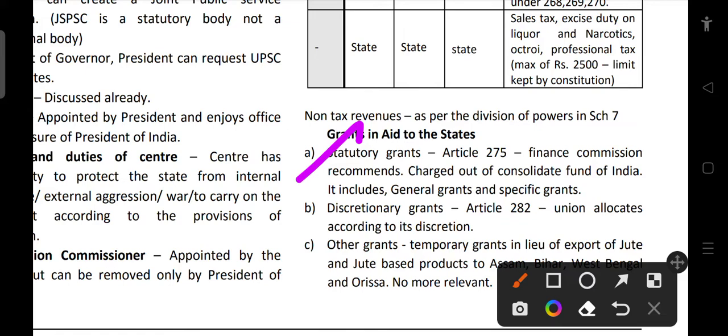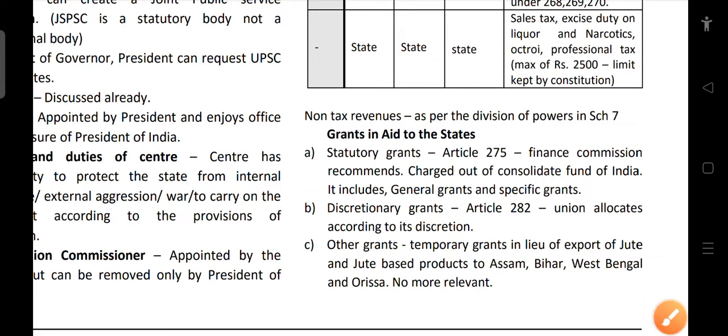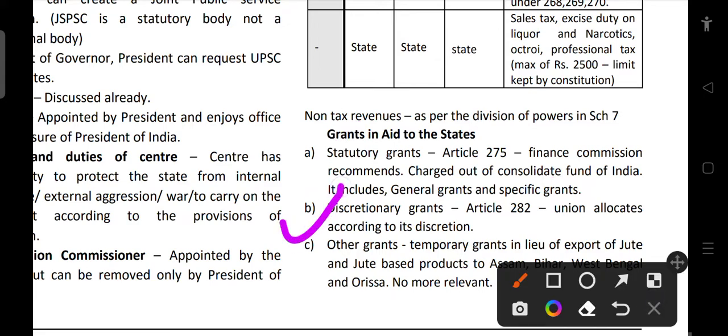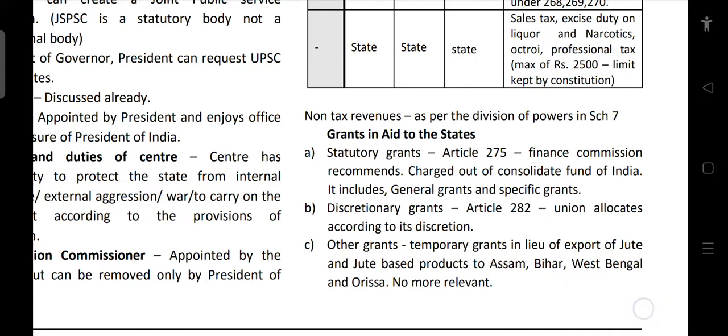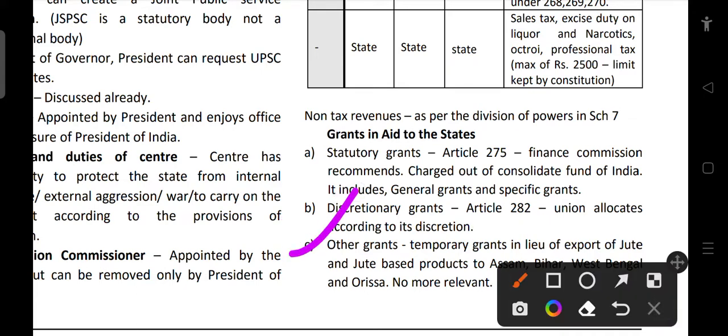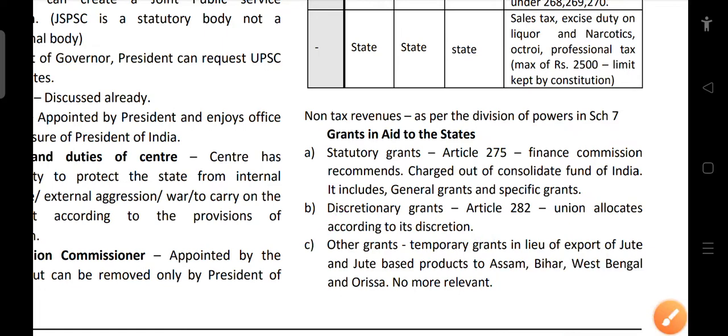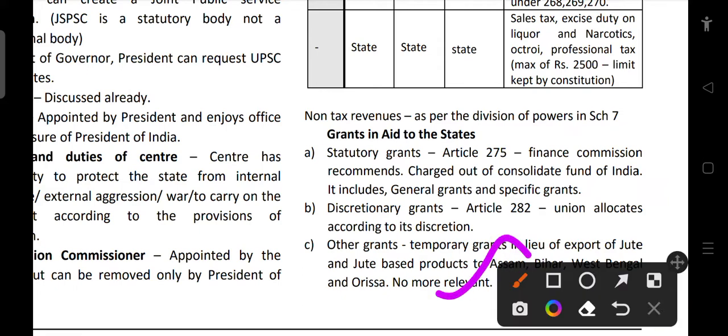Finance Commission will recommend, and it's charged out of Consolidated Fund of India, meaning it does not need Parliament voting. It includes general grant and also specific grant. Now, in case of discretionary grant under Article 282, Union will allocate according to its own discretion. And in case of other grants, these are the temporary grants in lieu of export of jute and jute-based product to Assam, Bihar, West Bengal and Orissa. It is no more relevant today.